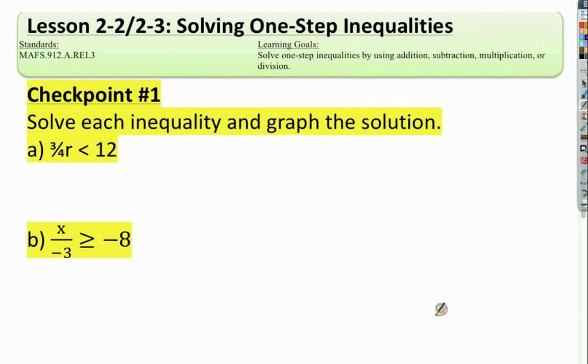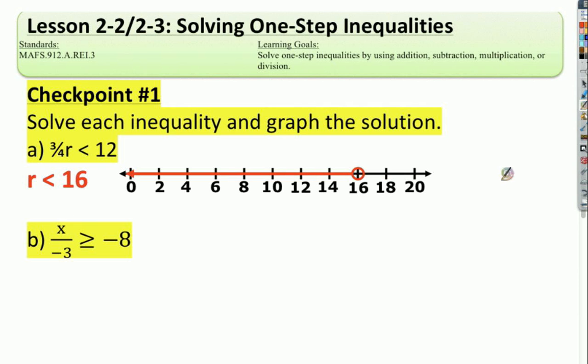R is less than 9. Just speak up a little bit. Nobody can hear you. R is less than 9. Okay. R is less than... Okay. The correct solution is R is less than 16. R is less than 16.